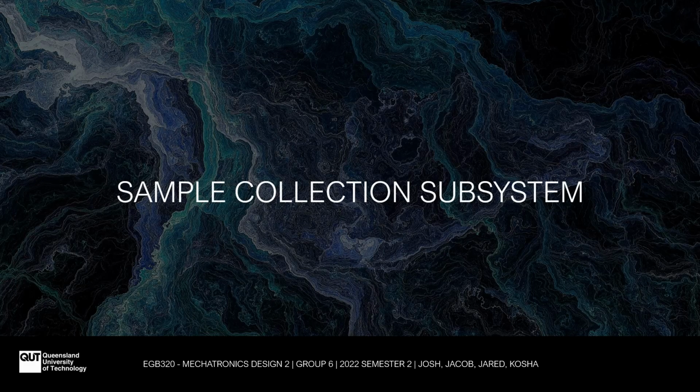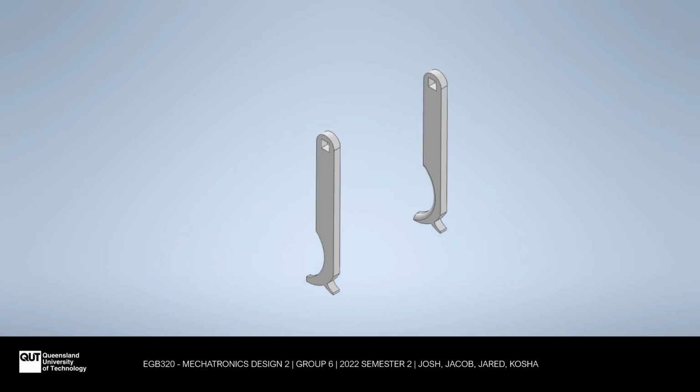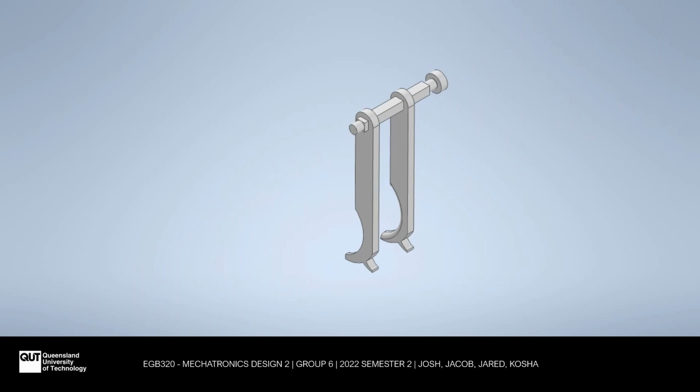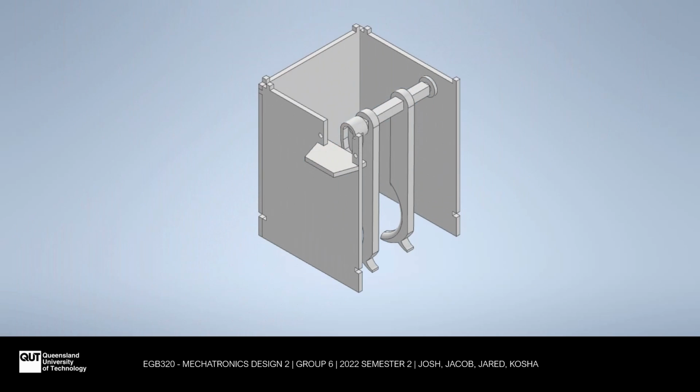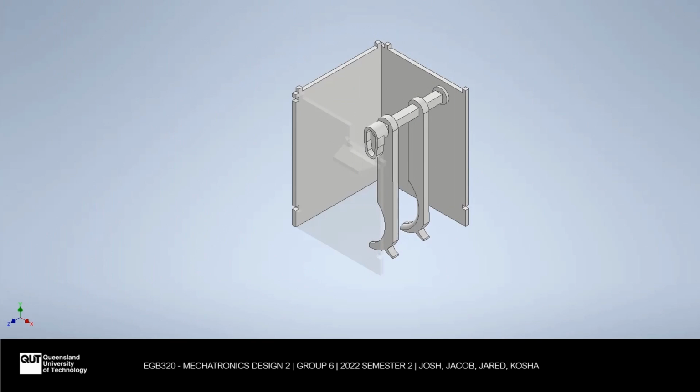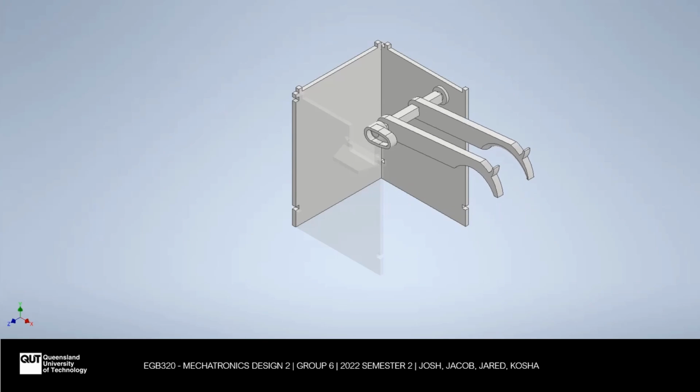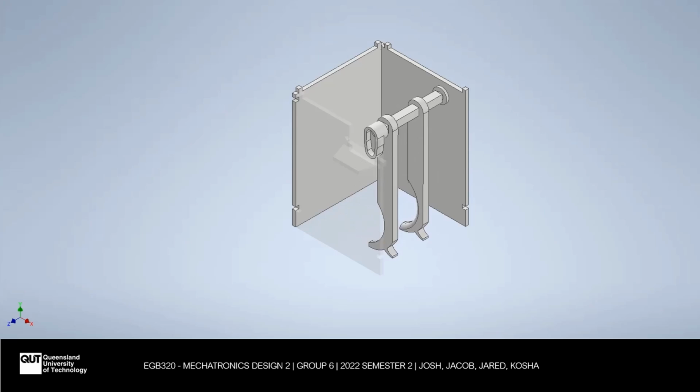My name is Jacob Rose and I was leading the sample collection management. Mechanically, the system consisted of 2 arms, an axle, a bearing, a servo motor, a connector, and this was all housed by 3 walls. Ultimately, movement was controlled by a servo motor that would turn and rotate the axle and was attached via the connector.